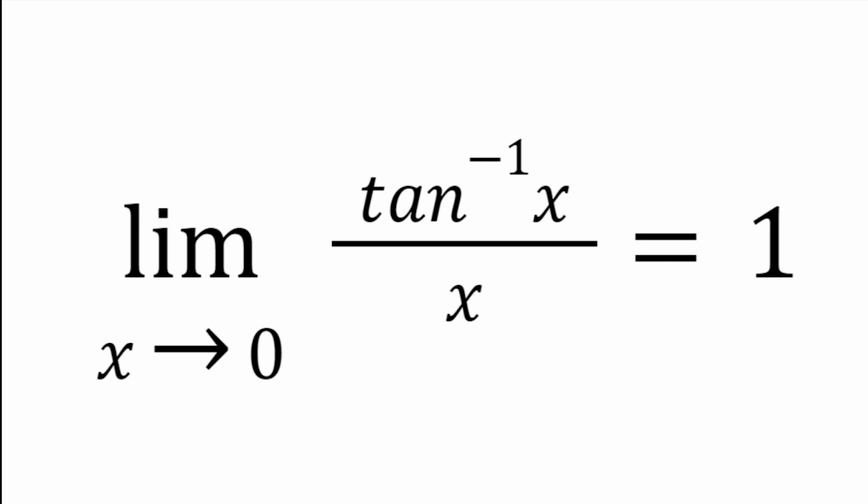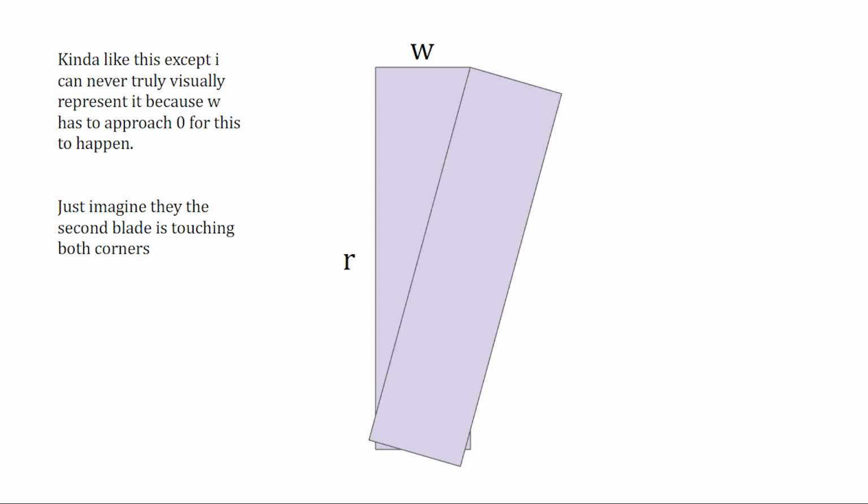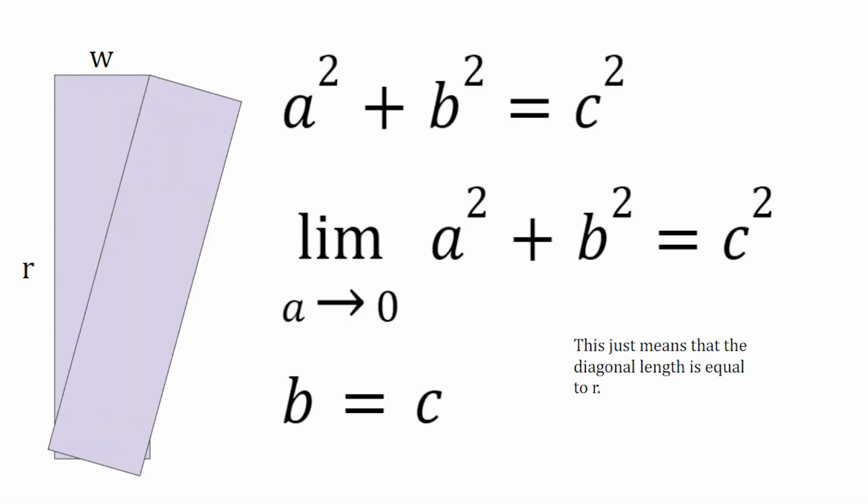So the idea is that there's a rectangle. I'll call it a blade, and it has a width of w and a length of r, for radius. And there's another blade touching the alternate opposite corner, going across it, identical to the first one. Usually going for those two corners would be longer because of the Pythagorean theorem, but as the width approaches 0, it's the same length as the radius.